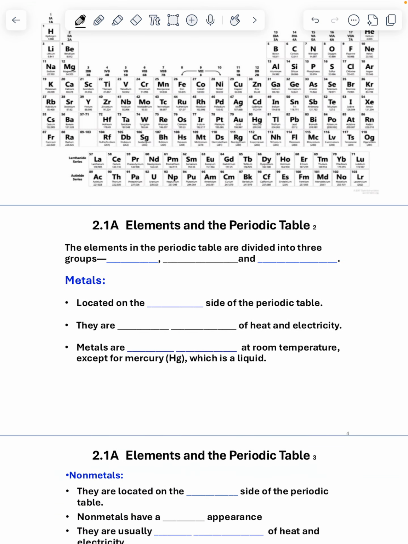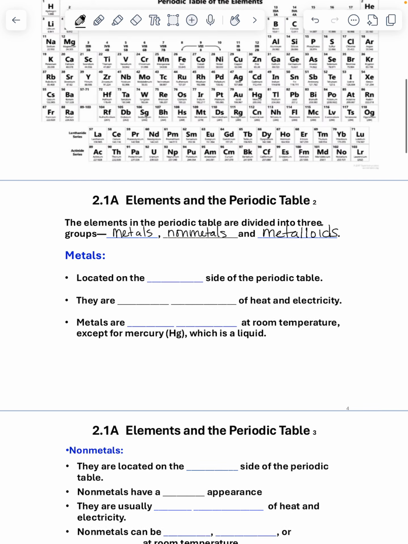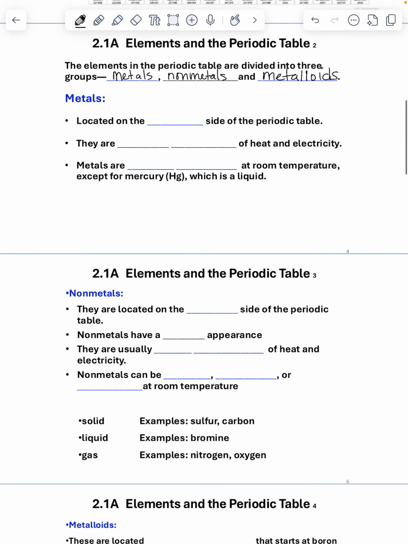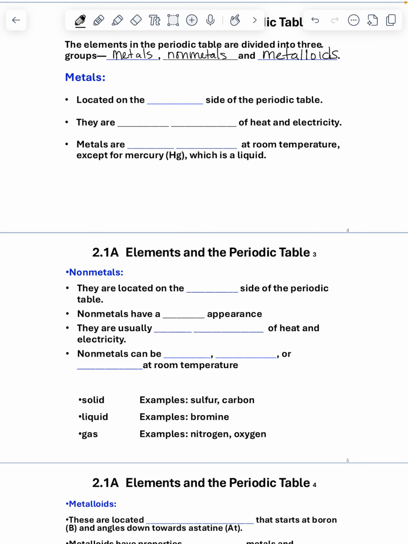So we're going to see a few things about the periodic table. First of all, the elements in the periodic table are divided into 3 groups, and that would be your metals, your nonmetals, and then we have something called metalloids. So we're going to take each one of these groups and talk about them just a little bit more.